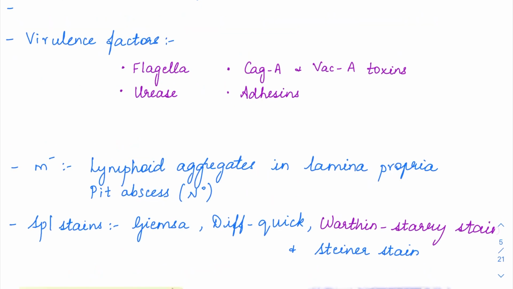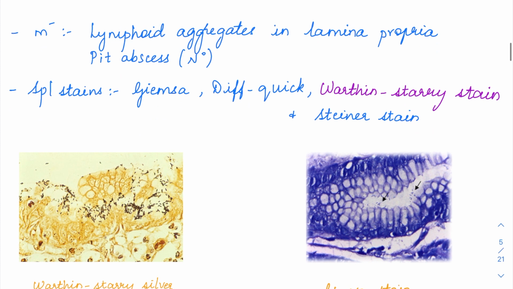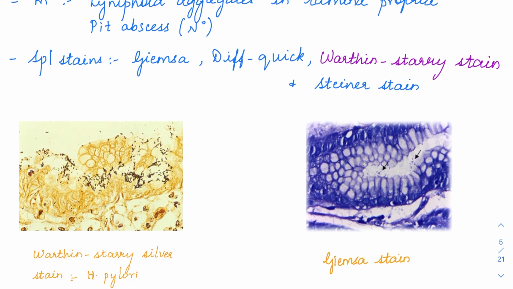So what are the virulence factors for this pylori? It is the presence of the flagellae, which was the lophotrichous flagellae. Then it can also produce urease enzyme. Then it has toxins like CagA and VacA toxins. Apart from that, with the help of adhesins, it adheres to the epithelium. Microscopically, if you see, there will be lots of lymphoid aggregates in the lamina propria, since it is a chronic inflammation.